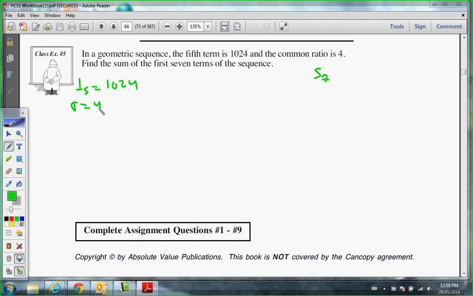Okay, because I have N. N they want over here. They want, so we know R is 4. This is what they want. N is 7. We don't know A. That's what I need to figure out.